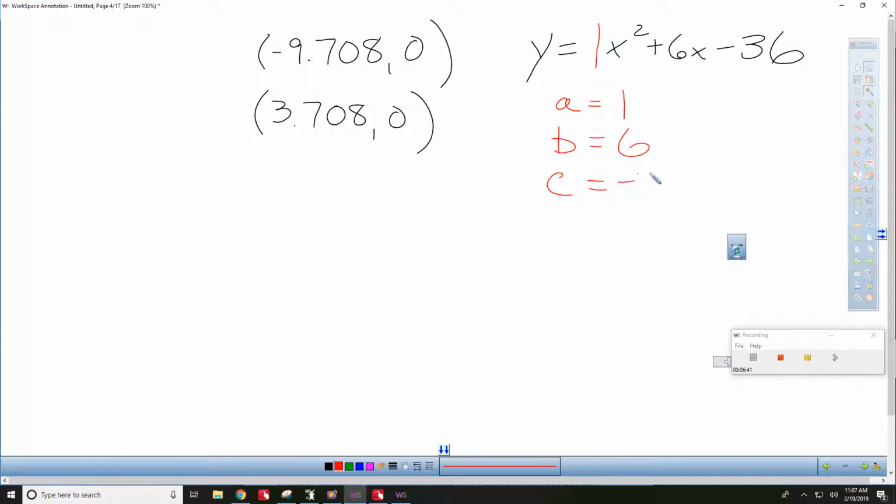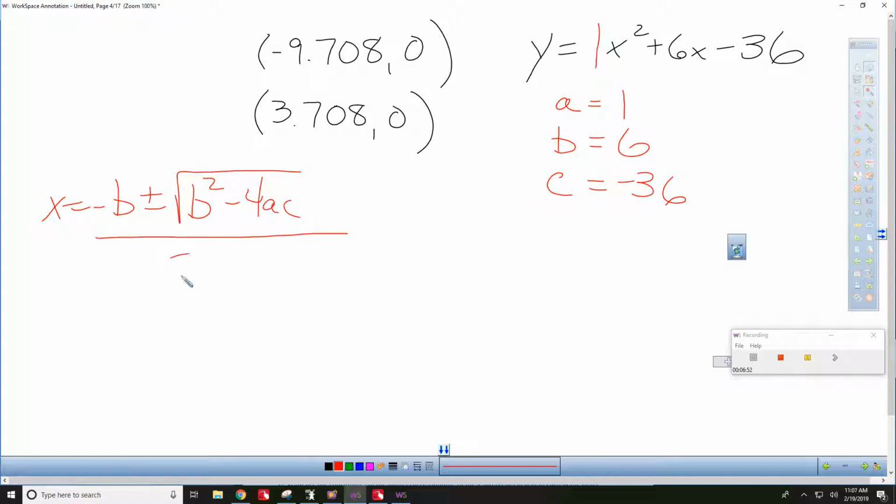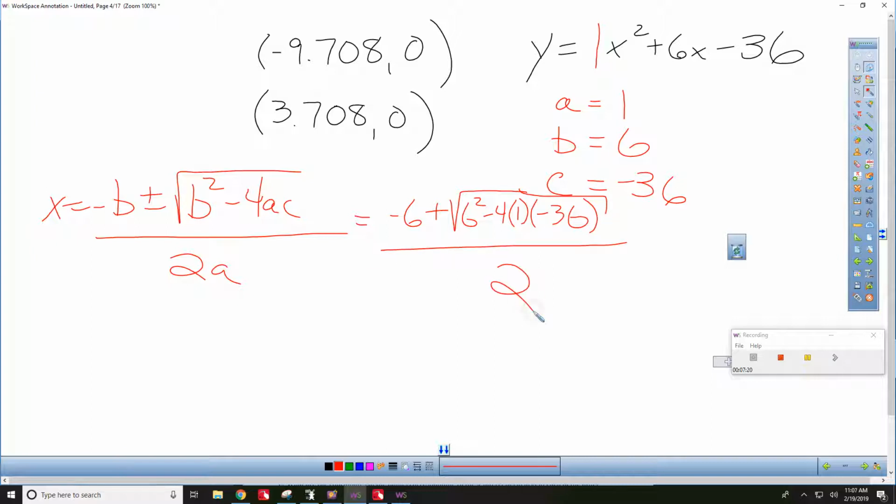C? All right, so now we're going to go back and sing that song. X equals minus B plus or minus the square root of B squared minus 4AC all over 2A. Okay? All right, so check this out. Negative 6 plus square root, 6 squared minus 4 times 1 times negative 36, okay, all over 2.